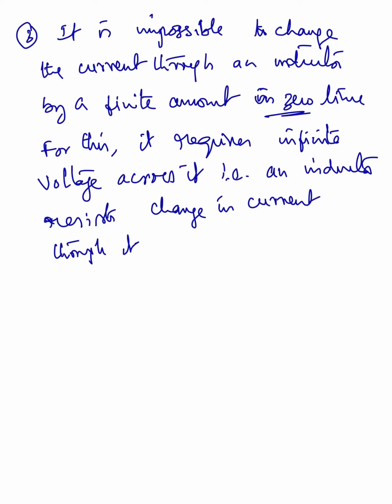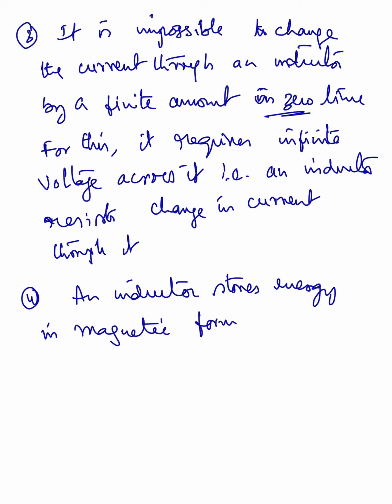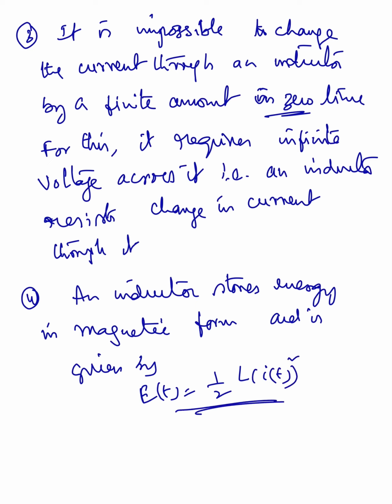Okay, so that is very useful in transient circuits. Just keep it in mind. The fourth characteristic is an inductor stores energy in magnetic form and is given by E of t equal to half L I of t whole squared. An inductor stores energy in magnetic form.